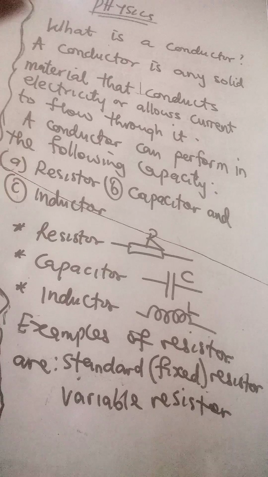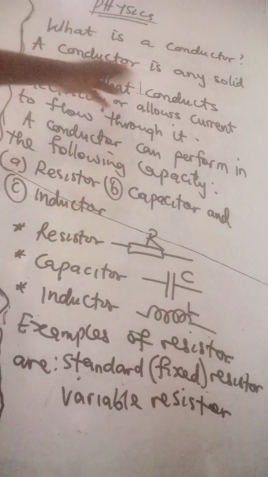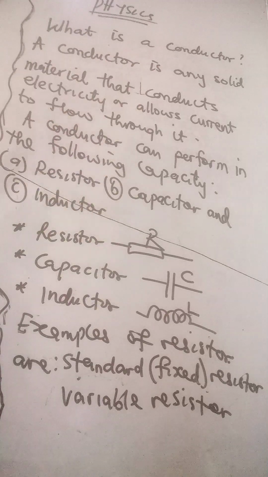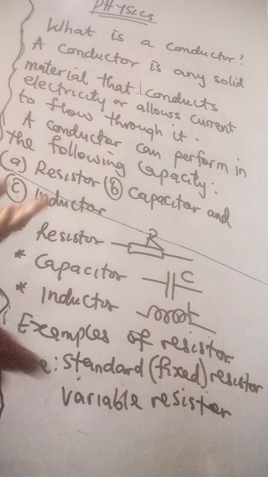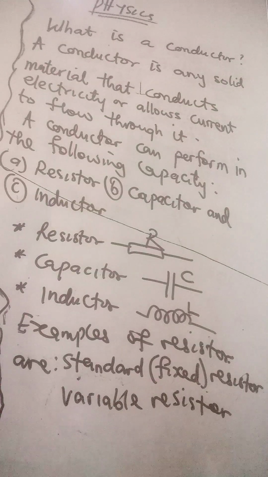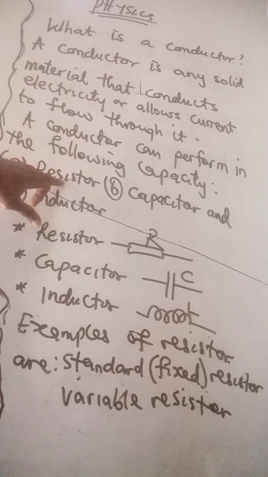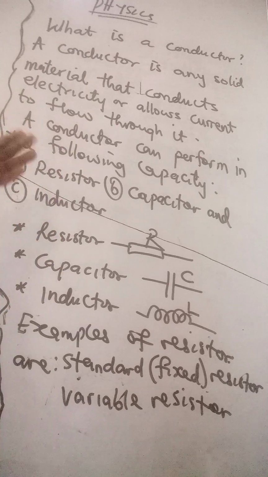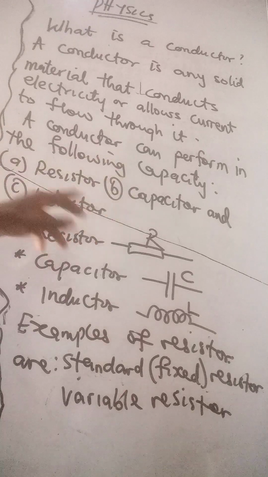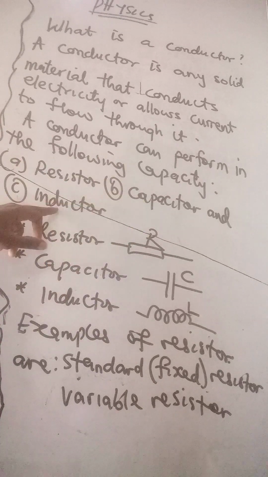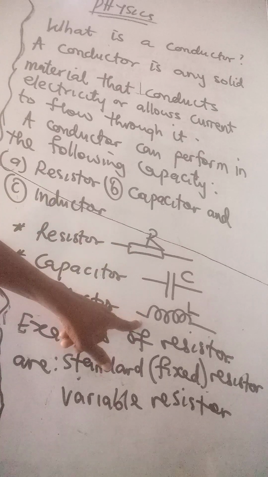Now, let us discuss what a conductor is. Like I told you, a conductor can be in the form of a resistor. So, a conductor is any solid material that conducts electricity or that allows current to flow through it. Any conductor can perform the following capacities. A conductor can perform as a resistor, which is what we are going to be discussing under current electricity. It can perform as a capacitor and also as an inductor. These are the symbols for each of them.